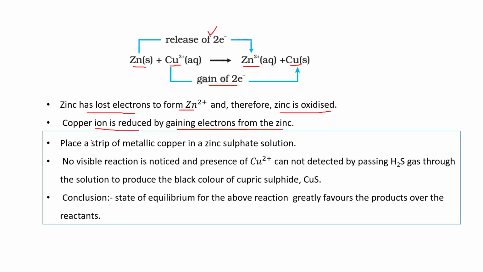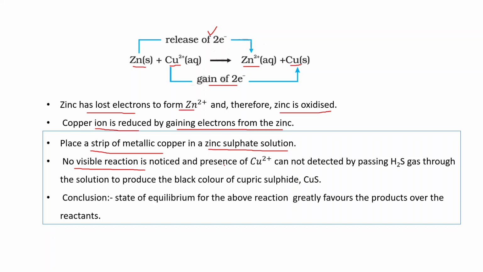Now, in the same experiment, finally we will get the zinc sulfate solution. In that container, place a strip of metallic copper in the zinc sulfate solution. And again observe, no visible reaction is noticed. It means that copper does not displace zinc from zinc sulfate solution. If this displacement reaction were taking place, then copper ions should be present in that solution. But again, we can verify whether the copper ions are present or not.